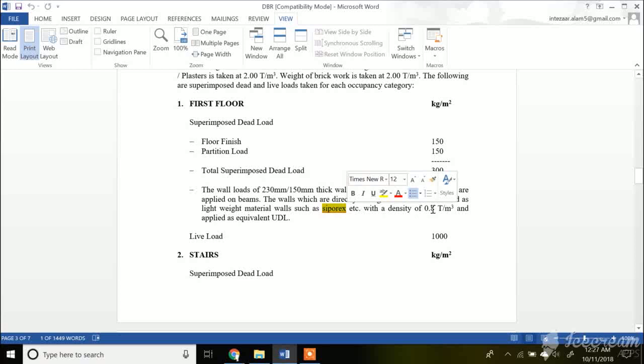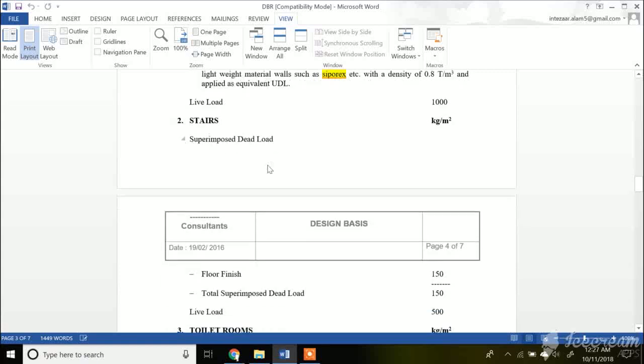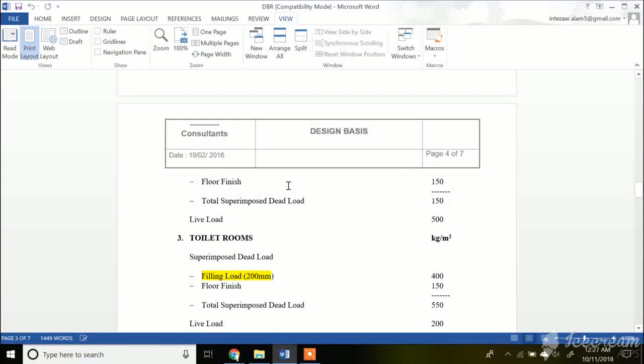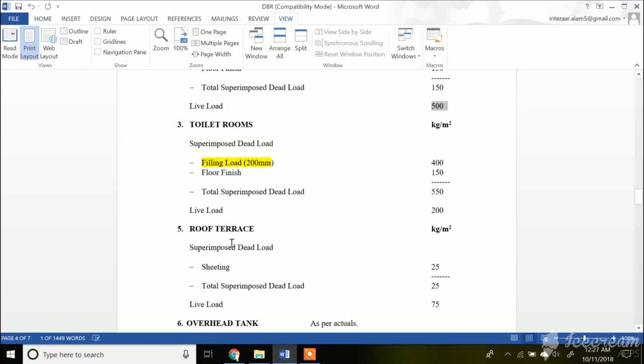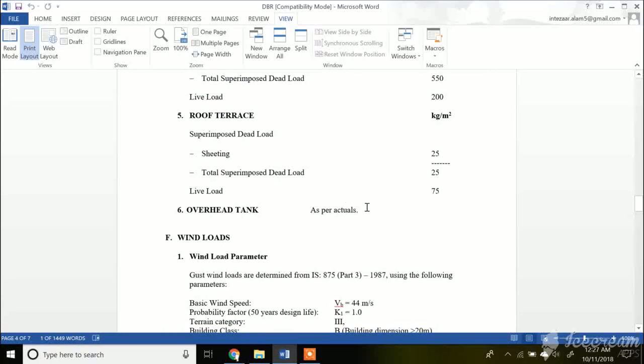With a density of 0.8 ton per meter cube and applied as equivalent UDL. So the dead load of wall will be applied as UDL. Live load 1000 kg per meter square superimposed. Now staircase floor finish, total superimposed dead load, live loads on staircase. So these loads like toilet rooms, roof terrace, overhead tank as per actual.